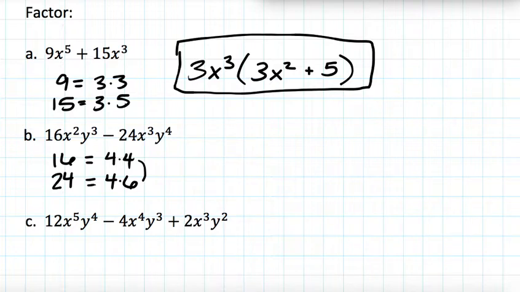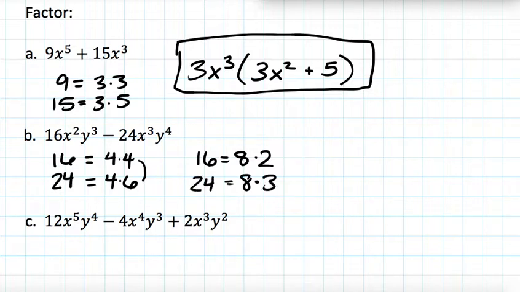So that means that instead of 4 being the GCF, I need it to be 4 times 2, which is 8. So 16 is 8 times 2, 24 is 8 times 3, 2 and 3, now they don't have anything in common. So that means that 8 is in fact the largest number that they can both be divided by. So that means I can put 8 on the outside.